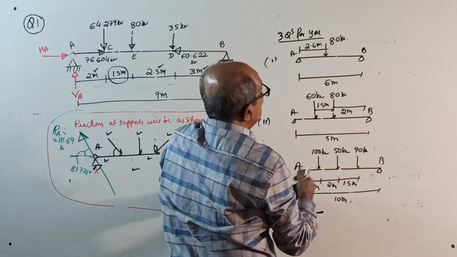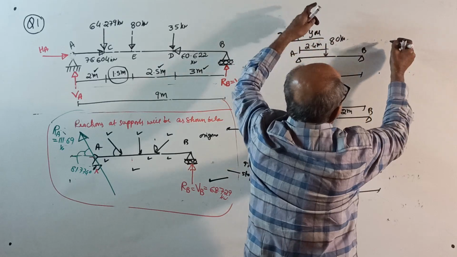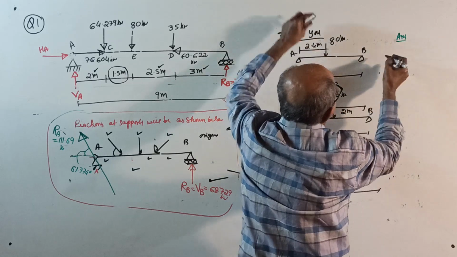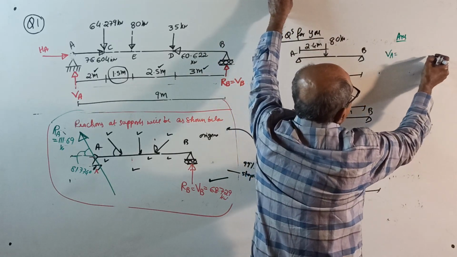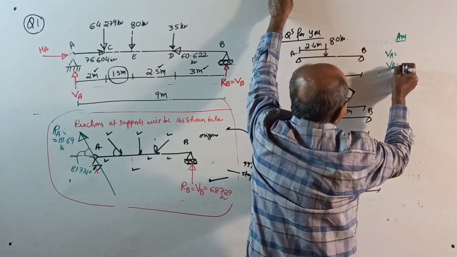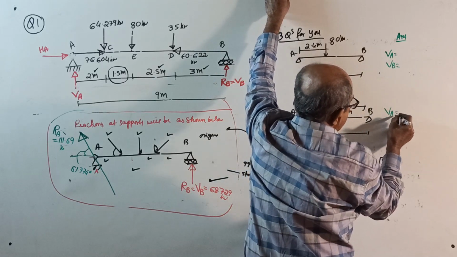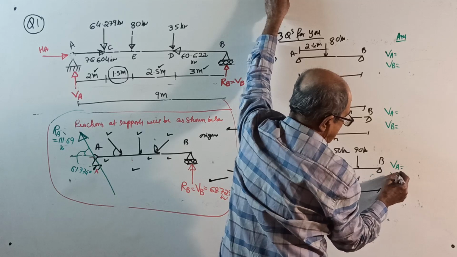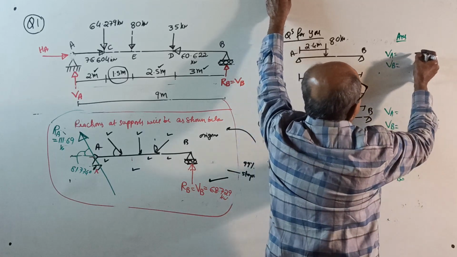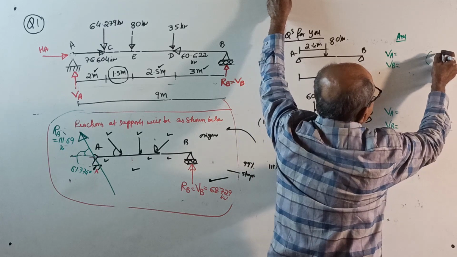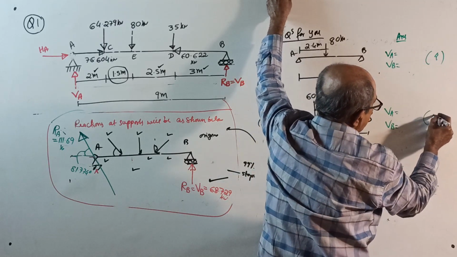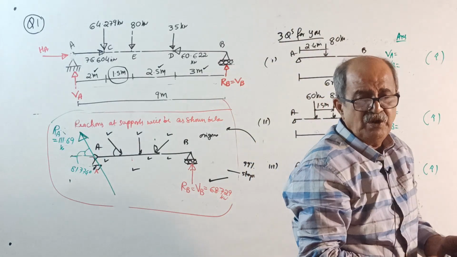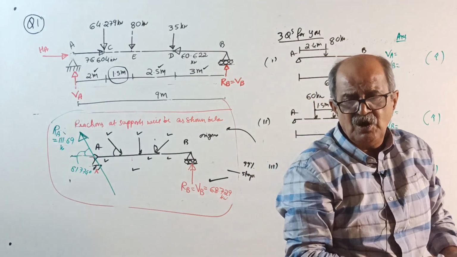Fine. I'll give the answer here. I'll give the answer using green color. What is VA here? What is VB here? For this question, what is VA? What is VB? This question also. What is VA? What is VB? Remember, both are upward. I am sure both are upward. I am sure about it. This time horizontal reaction will not come.